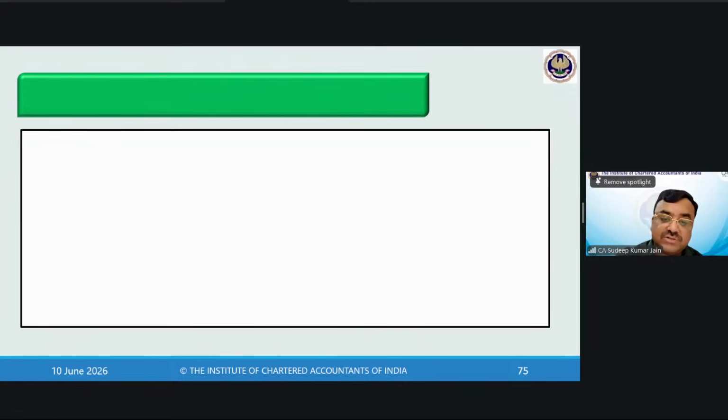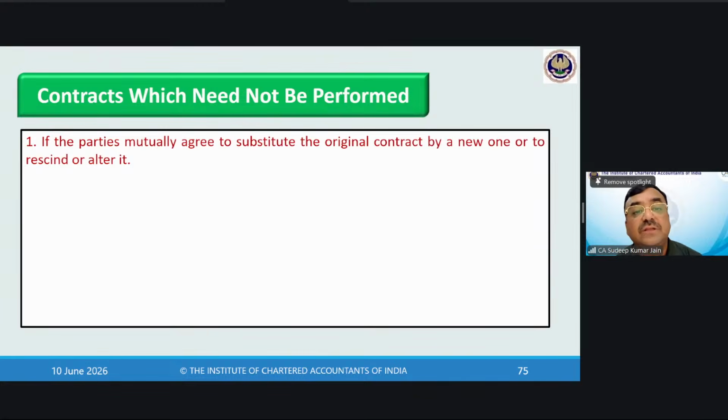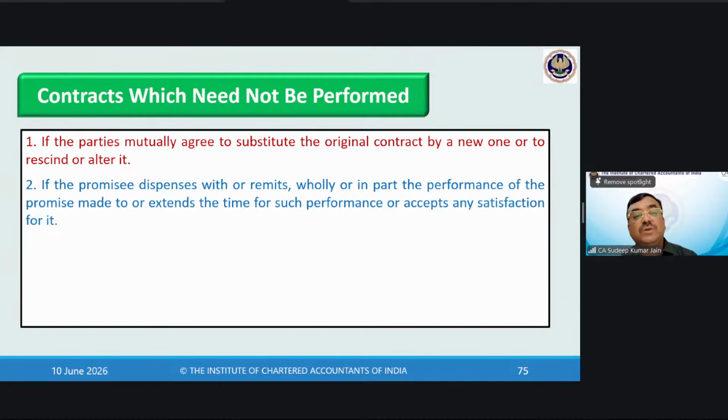Now an important question or direct question may be asked: contracts which need not be performed. First, if the parties mutually agree to substitute the original contract by a new one, that is novation, or rescission, cancellation, or alteration. If the promisee dispenses with or remits wholly or in part the performance of the promise made to him, or extends the time for such performance or accepts any satisfaction for it.